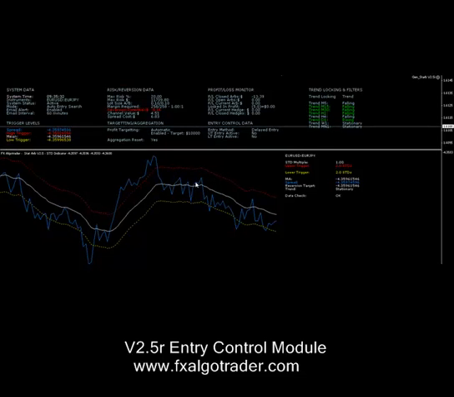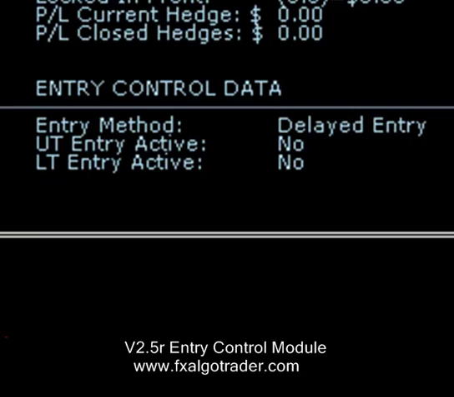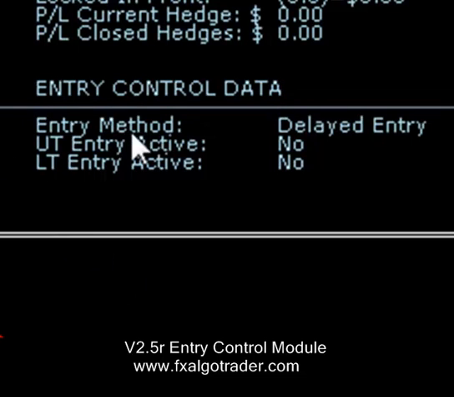Hi traders, we're going to talk through the entry control data module within the new V 2.5 ARB release. What we have here is three data items. First one is the entry method, and we have two entry methods.